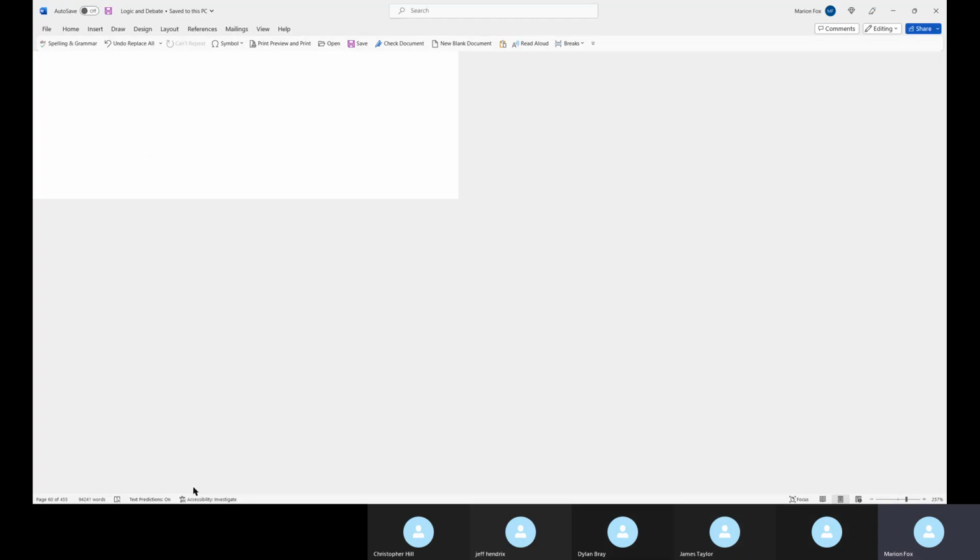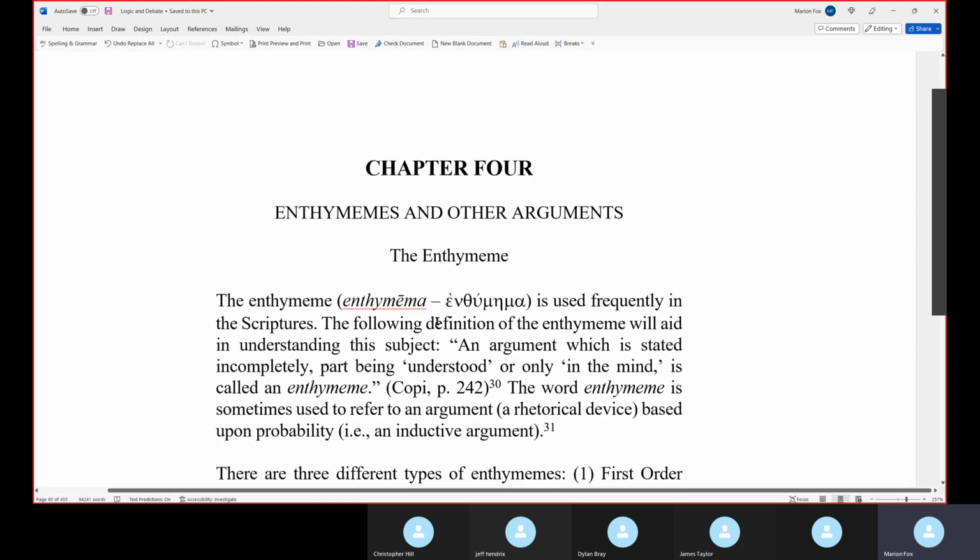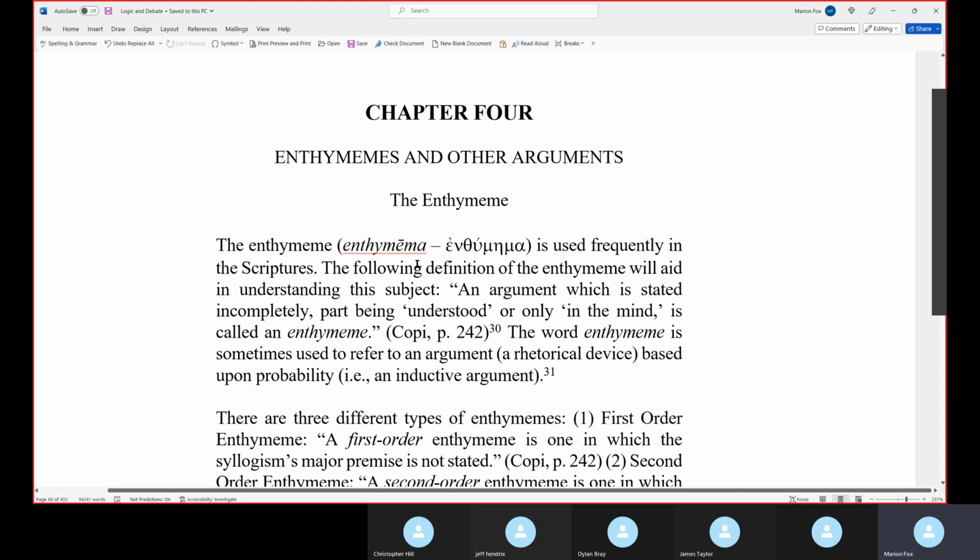All right. We're looking at chapter 4, and these are enthymemes. And then we have some other arguments in this section. The enthymeme, here's the Greek word, enthymema, is used frequently in the scriptures. And we're going to define it. Coppi defines it for us.